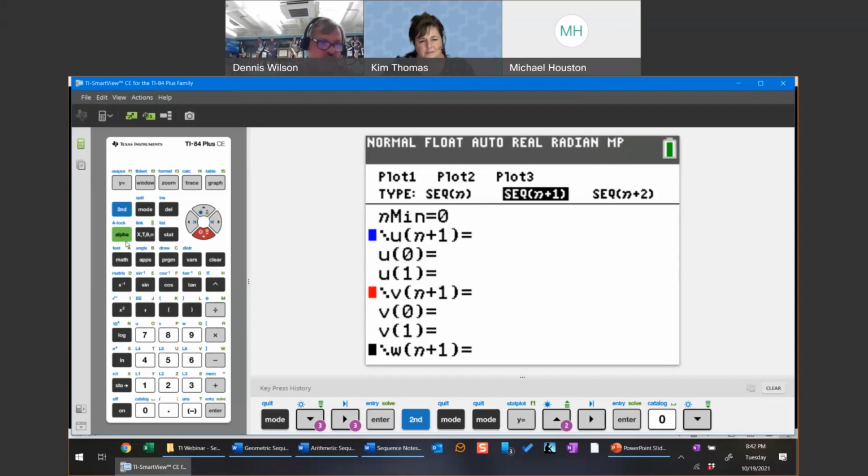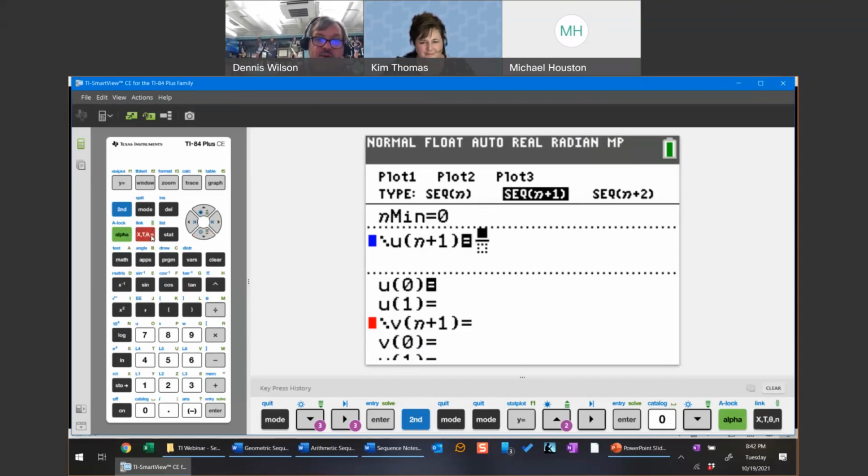Now I'm going to use a feature that might be unknown if you're new to the 84 Plus CE. You might notice on my emulator now, right above the X,T,theta,n key is a template for the fraction. So if I press alpha X,T,theta,n, I get a fraction template. If you're on the 84 Plus Silver Edition, then you're going to access that by pressing alpha y equals to get that fraction template. But I like that it's really quick and easy right there on the key now, one less keystroke, and it's visible for the students to grab.